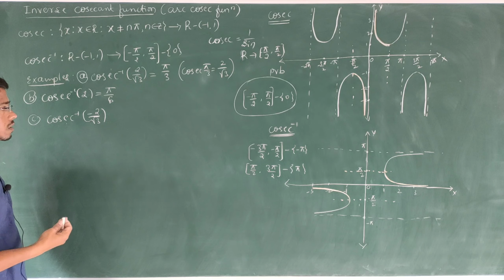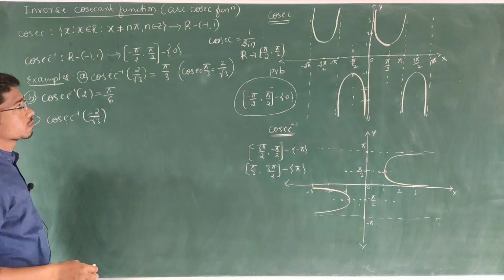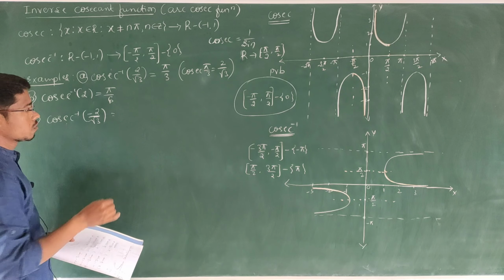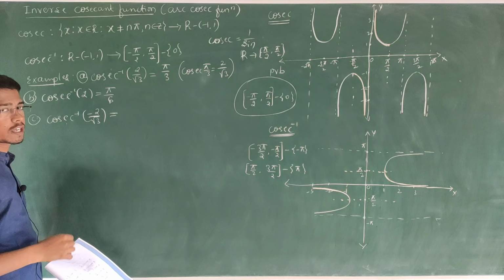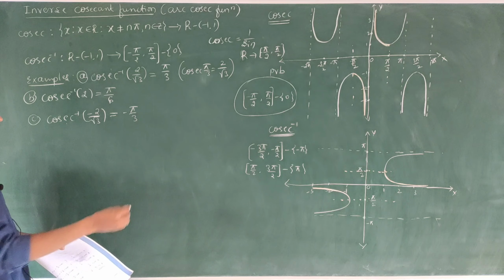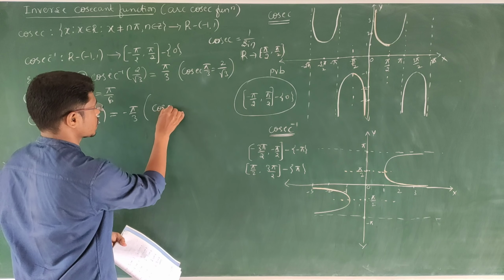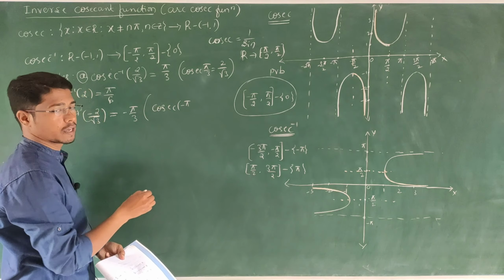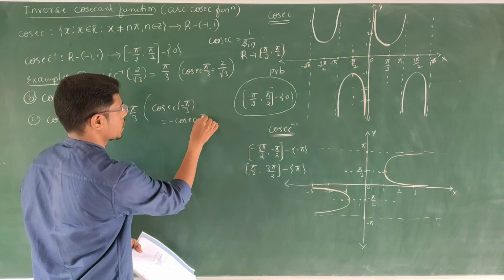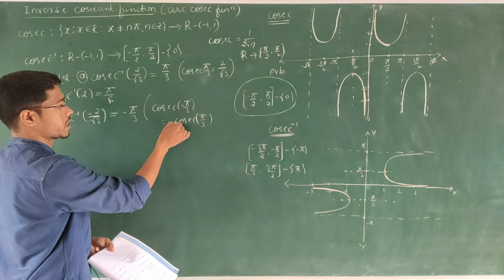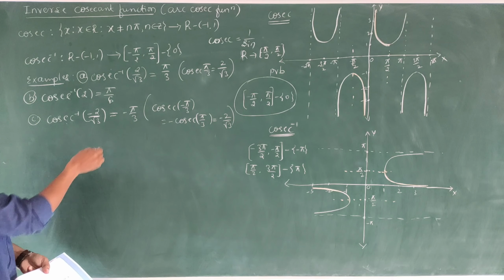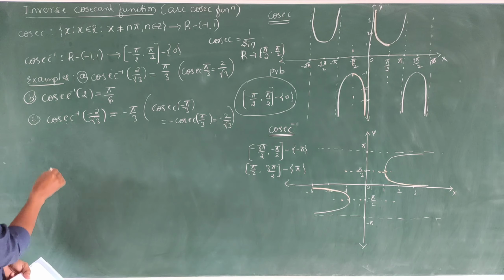So in the first quadrant all are positive. Therefore now let us write this as it is. No need to check the quadrant for this cosec inverse, that is minus pi divided by 3, because cosec of minus pi divided by 3 equals minus cosec pi divided by 3. Cosec of minus theta is minus cosec theta. This is 2 divided by root 3, right? This is minus pi divided by 3.